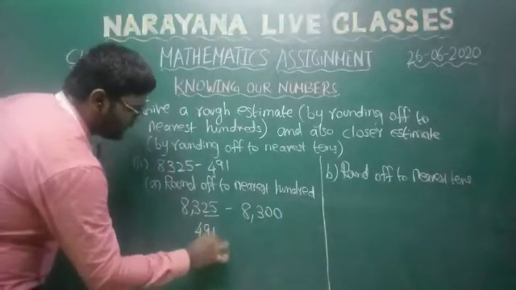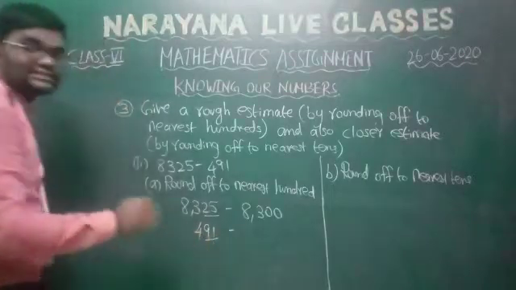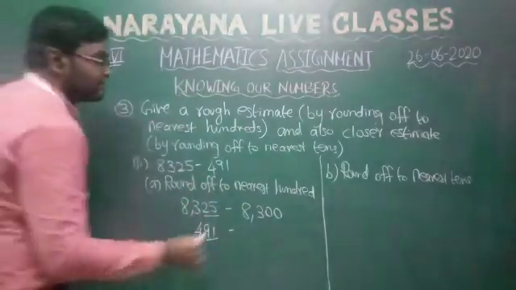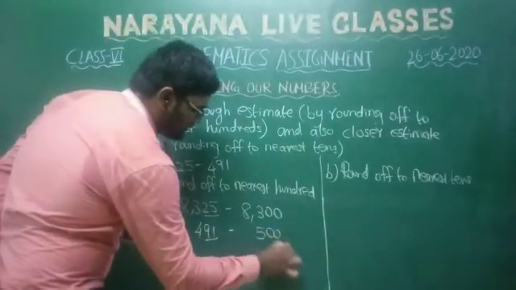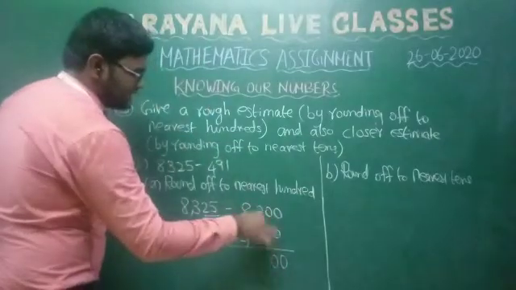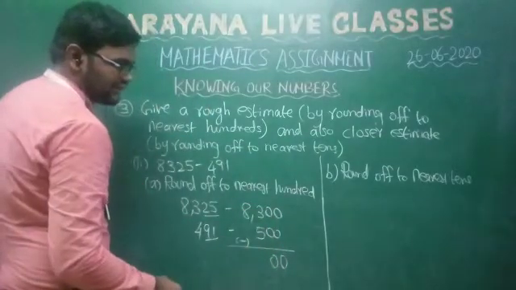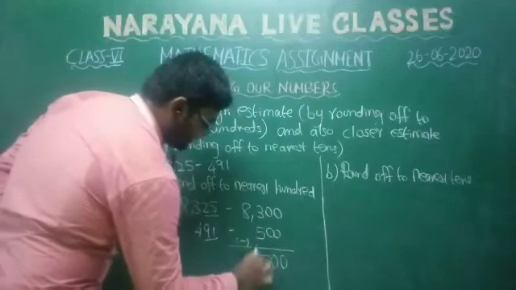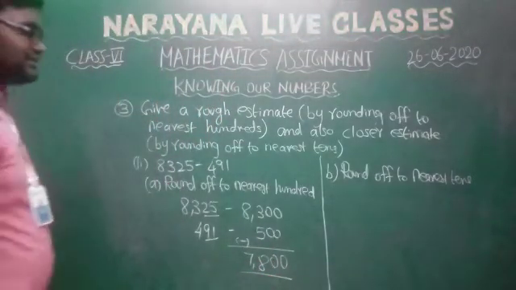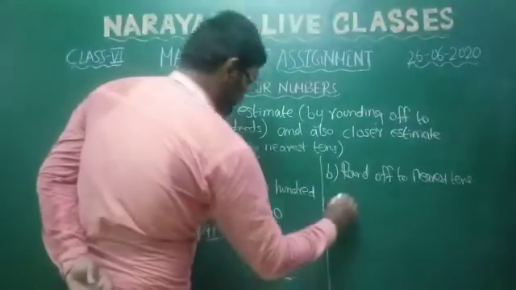Next, 491. Here this 91 is greater than 50, so what will be the nearest 100? 500. So if you subtract, what will you get? 0, 0, 13 minus 5, you will get 8 and 7. The answer is 7,800.